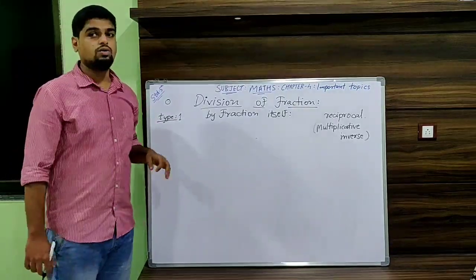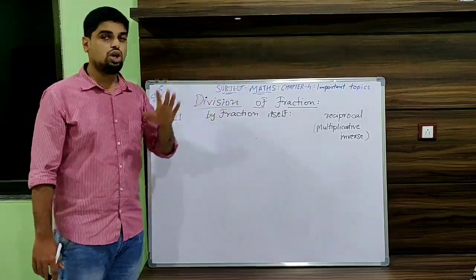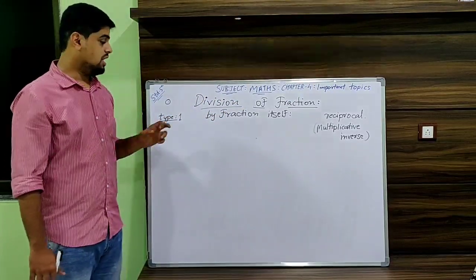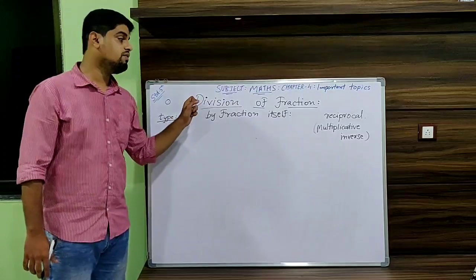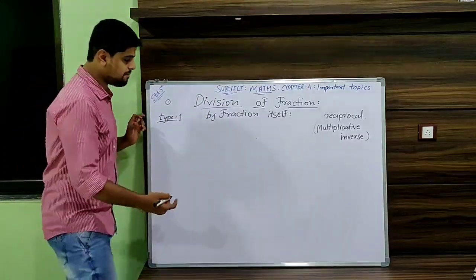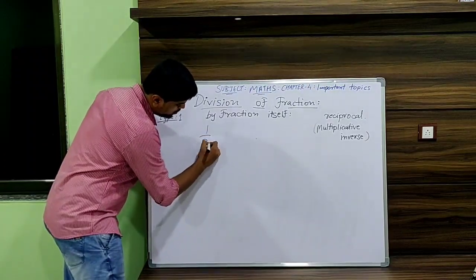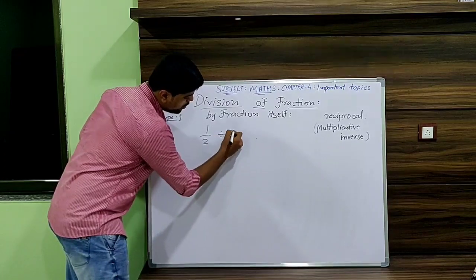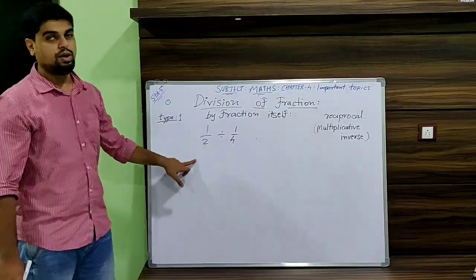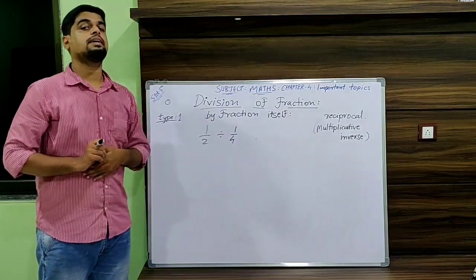Okay. Now the last important topic of entire chapter 4 is division of fraction. How to divide fraction, in which type 1 is division of fraction by fraction itself. So let's take an example. If I have 1 upon 2 divided by 1 upon 4, how to do this division?